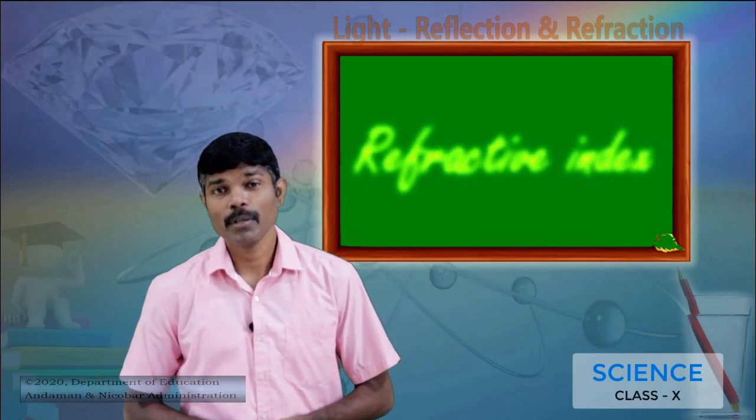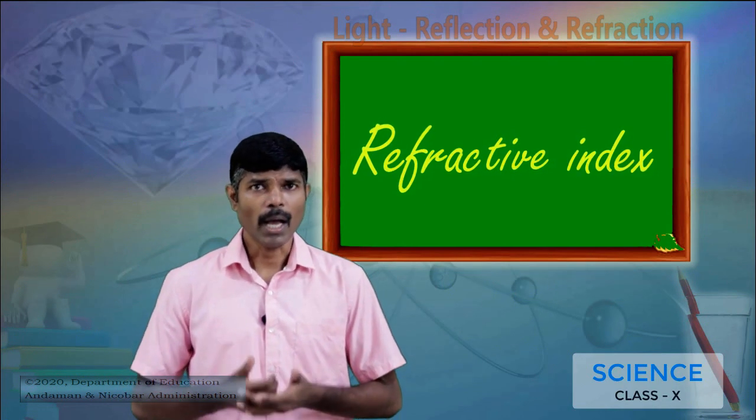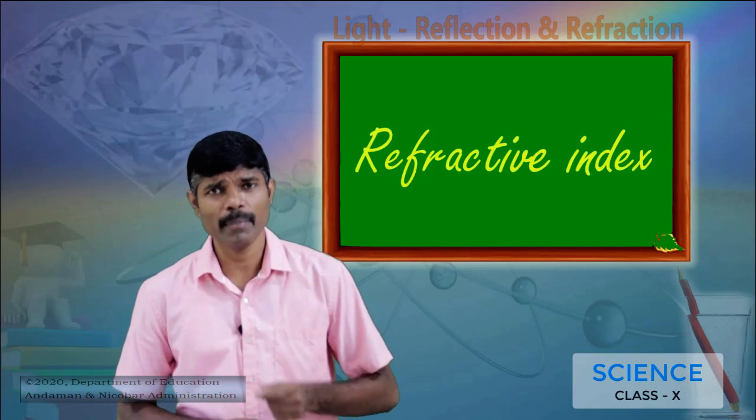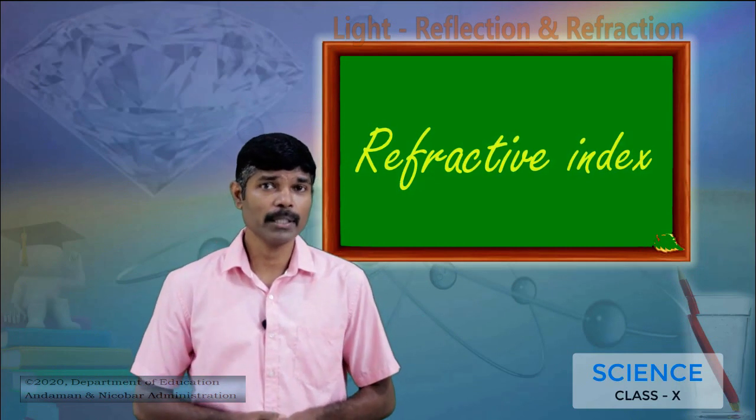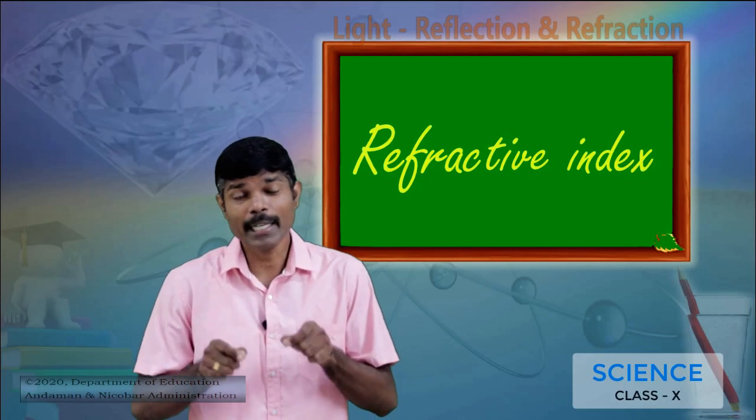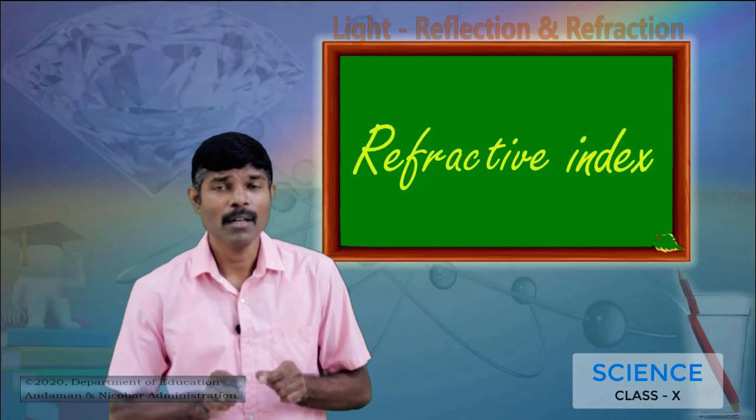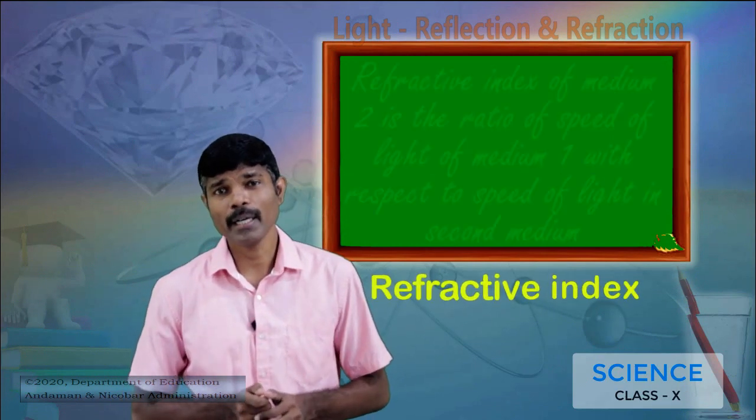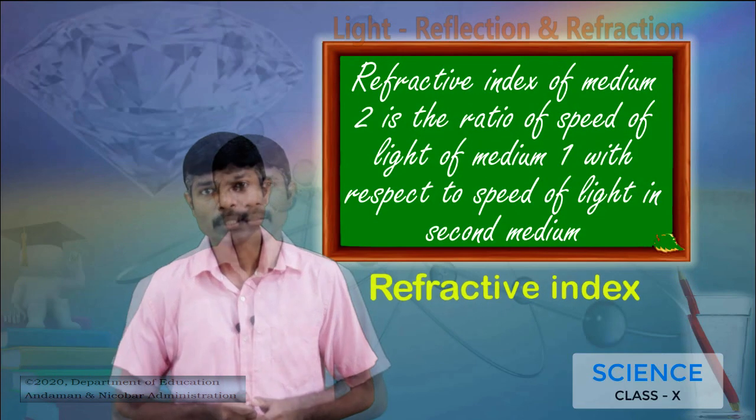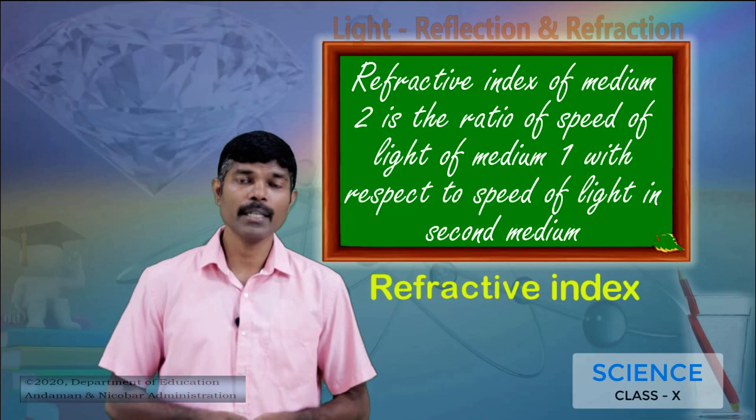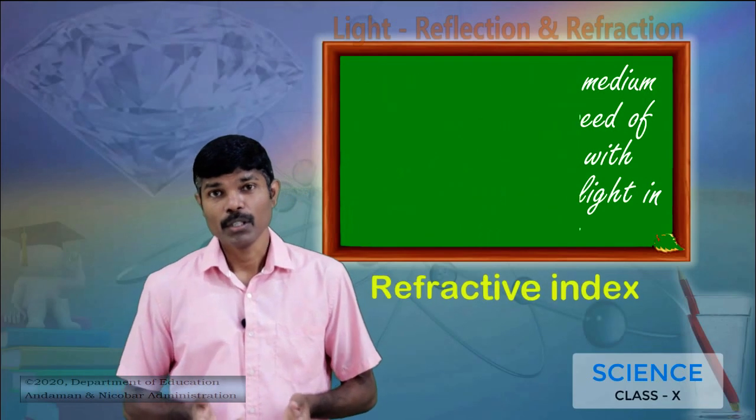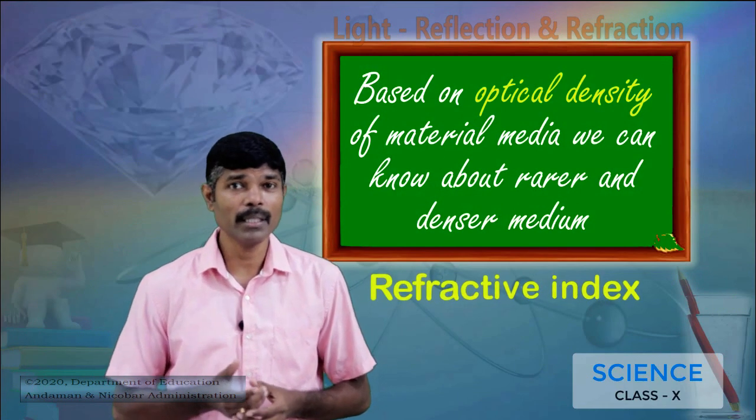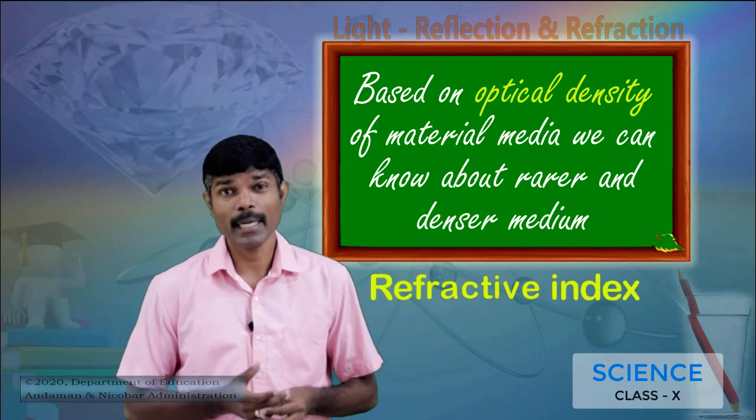Now we learn more about refractive index. As we know, when the light obliquely enters from one medium to another medium, refraction takes place, the bending of light takes place. The relative extent of bending of light when it enters from one medium to another can be calculated by using the refractive index. Children, as we know, the speed of light in different media is different, so the rarer medium and the denser medium are known by using their optical density.